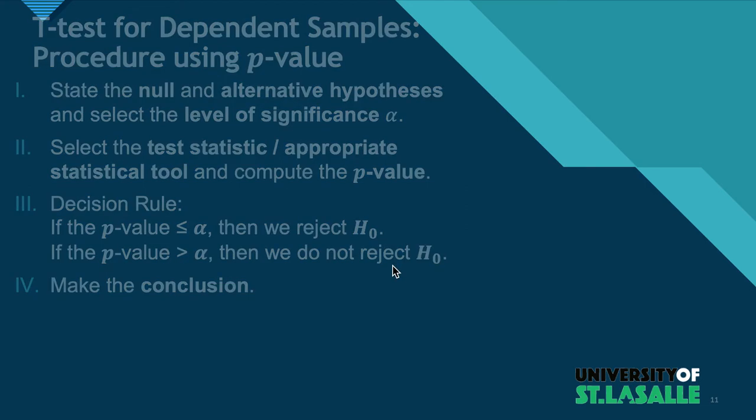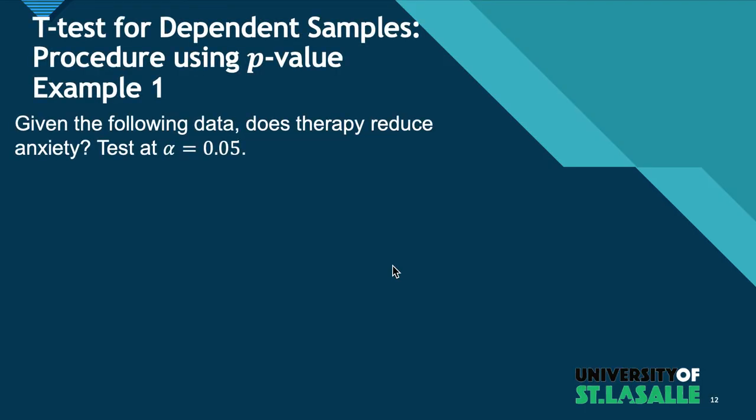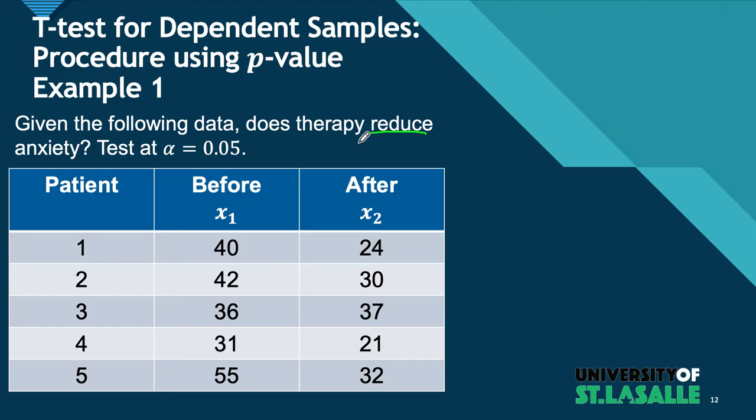So let's cite one example here. We're asked the question, does therapy reduce anxiety for those people who have a tendency to have anxiety? If ever you put some therapy here, will it reduce anxiety given the following data below? And we're going to test that at alpha 0.05 or 5%.